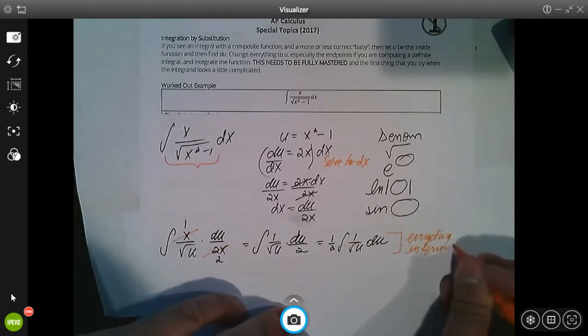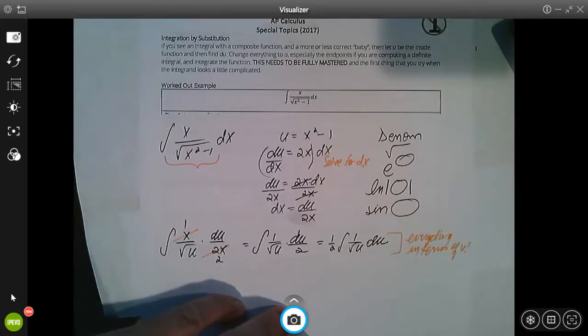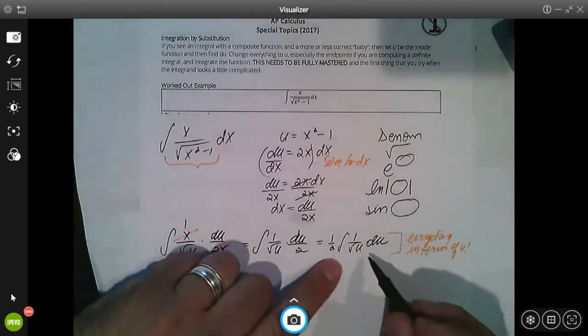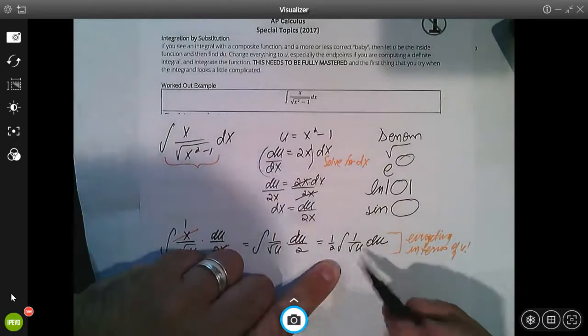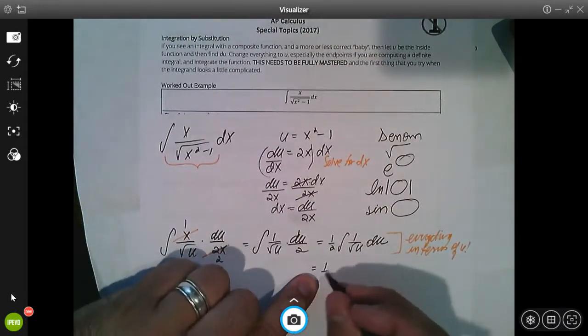That's the sign that I've done this correctly. Everything is in terms of u. We're not done, but what we should have at this point is something that's much easier to work with than where we were before.